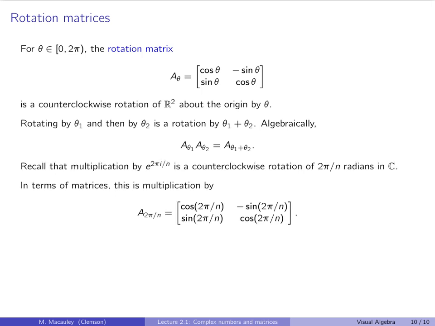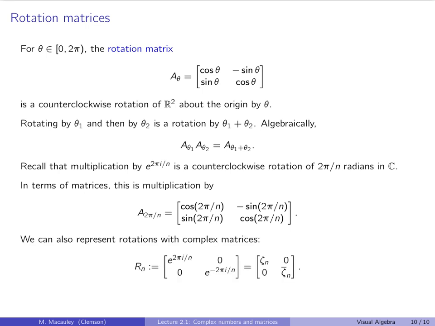Recall that multiplication by a root of unity, e to the 2 pi i over n, is a counterclockwise rotation of 2 pi over n radians in the complex plane. In terms of matrices, this is just multiplication by the matrix cosine 2 pi over n, negative sine of 2 pi over n, sine of 2 pi over n, cosine of 2 pi over n. Basically, this rotation matrix where you plug in 2 pi over n.